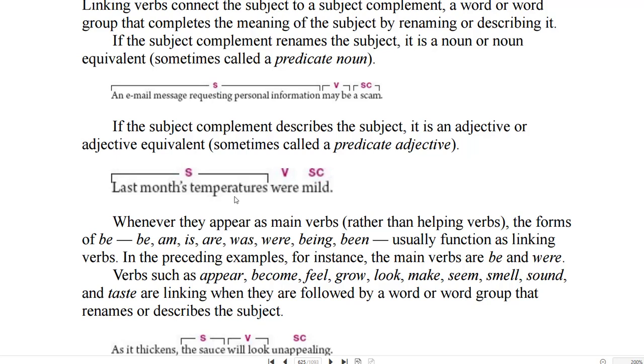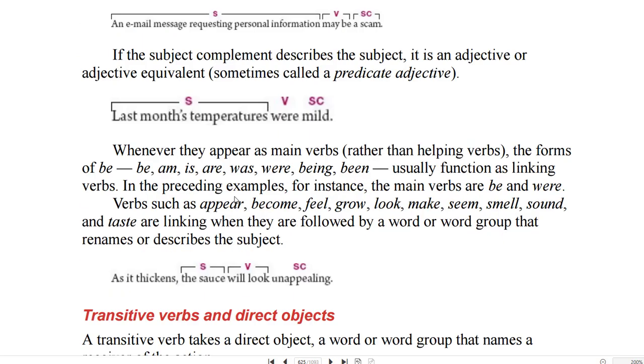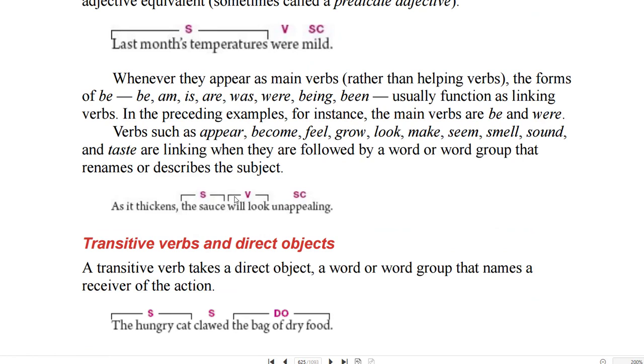Whenever they appear as main verbs rather than helping verbs, the forms of be, am, is, are, was, were, being, been usually function as linking verbs. In the preceding examples, for instance, the main verbs are be and were. Verbs such as appear, become, feel, grow, look, make, seem, smell, sound, and taste are linking verbs when they are followed by a word or word group that renames or describes the subject. As it thickens, the sauce, subject, will look, linking verb, appealing or unappealing, subject complement.